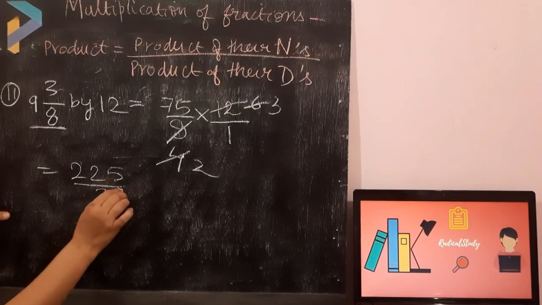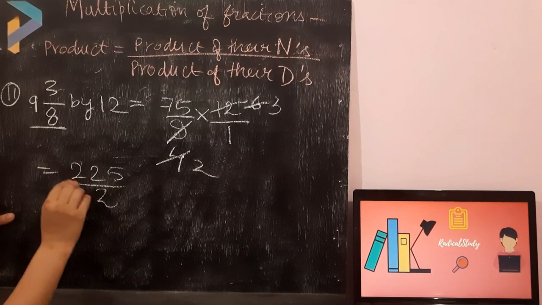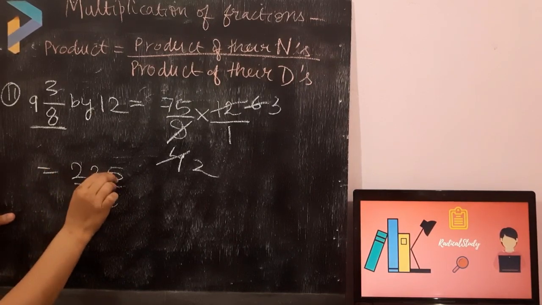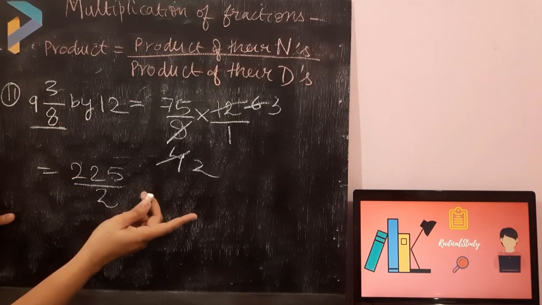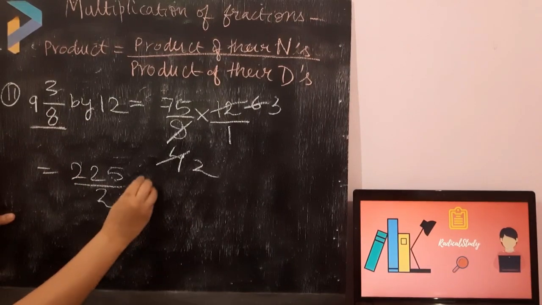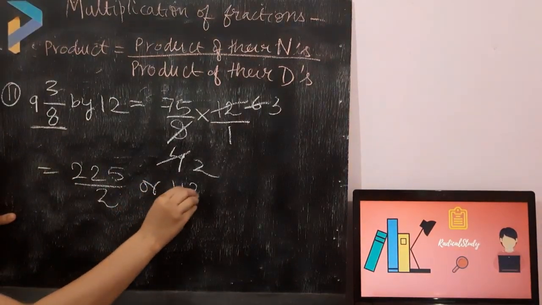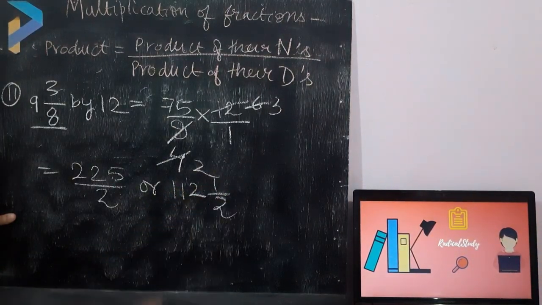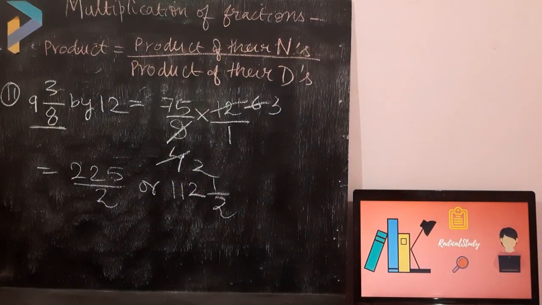If you want to convert it into mixed fraction, it will be converted as 2 1s are 2, 2 2s are 4. That means one remainder will be there. So we will write like this: 112 1 upon 2. Okay students, now the next example which I am going to take is of simplification. So please pay attention. I am writing it on the board.